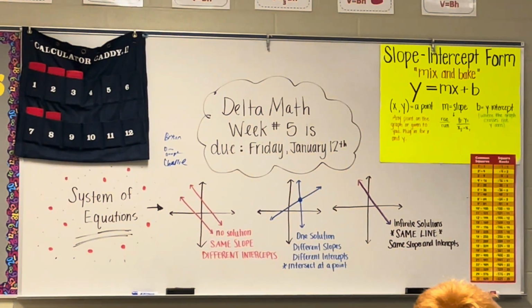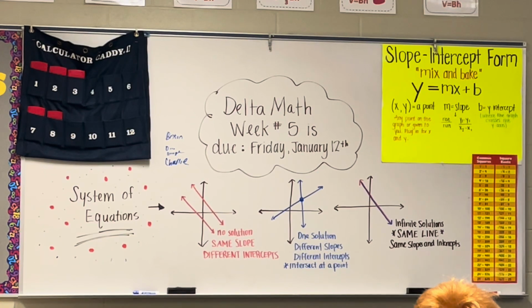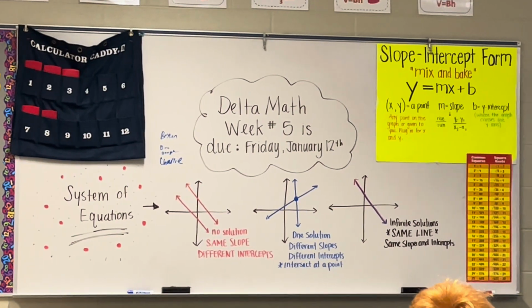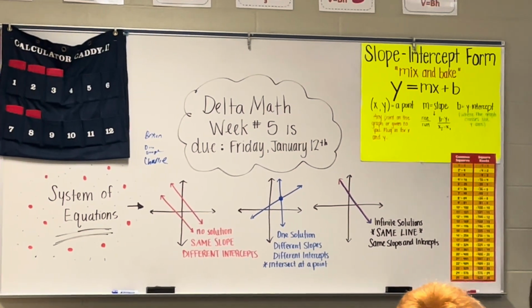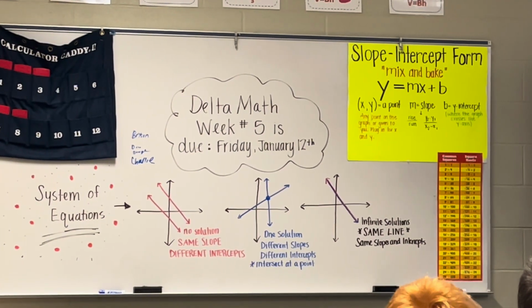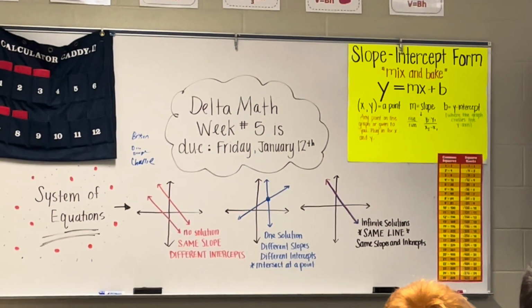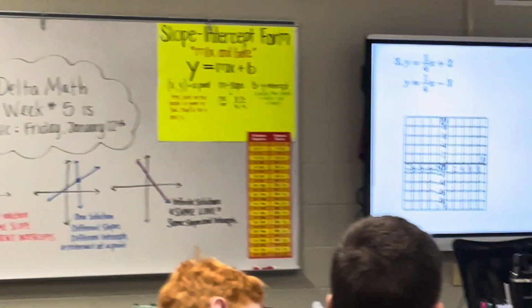Okay. So the red graph is talking about no solution. Notice the slopes are the same, but you have different intercepts. The blue graph, this is one solution. You have different slopes and different intercepts, which means they're going to intersect at a point. And then you have infinite solutions, which is the same line, which means same slopes and intercepts. You're going to need to know this today as we work through these.